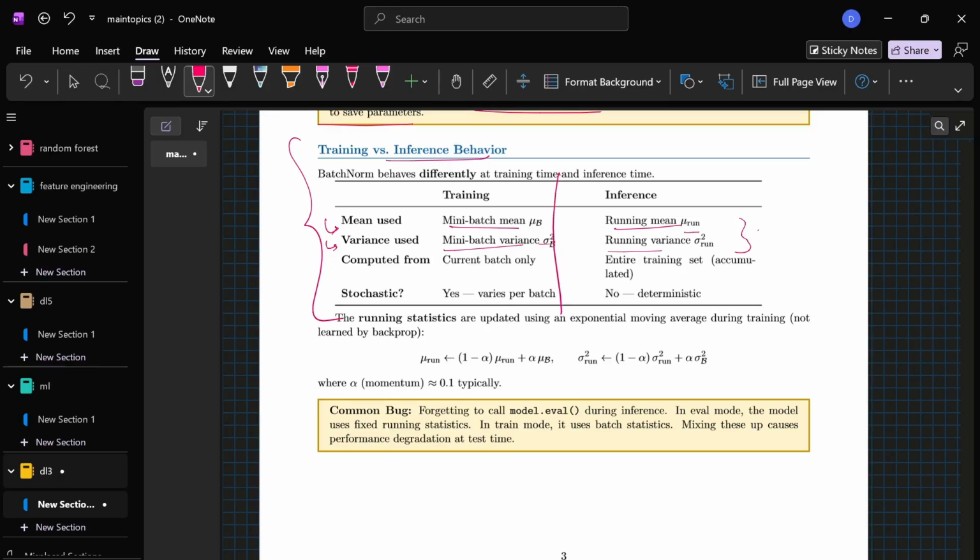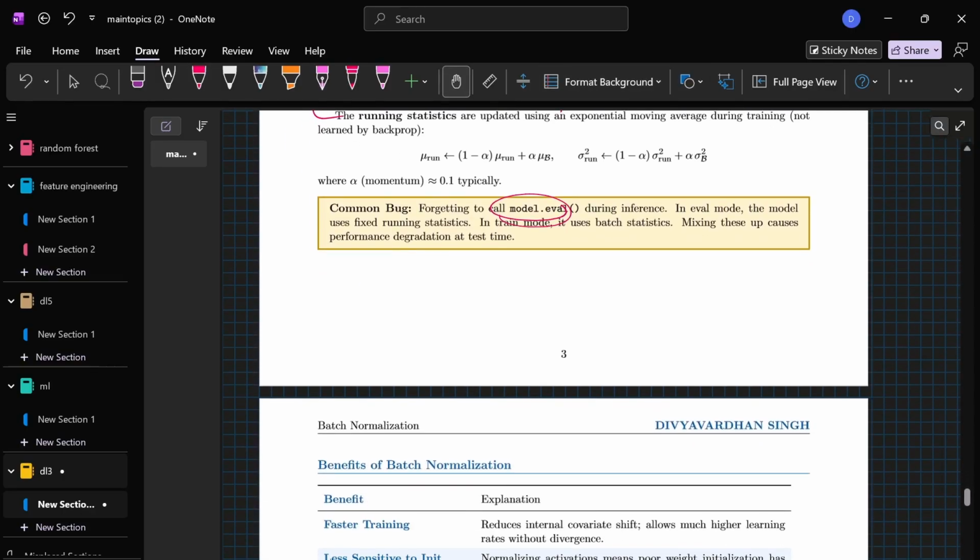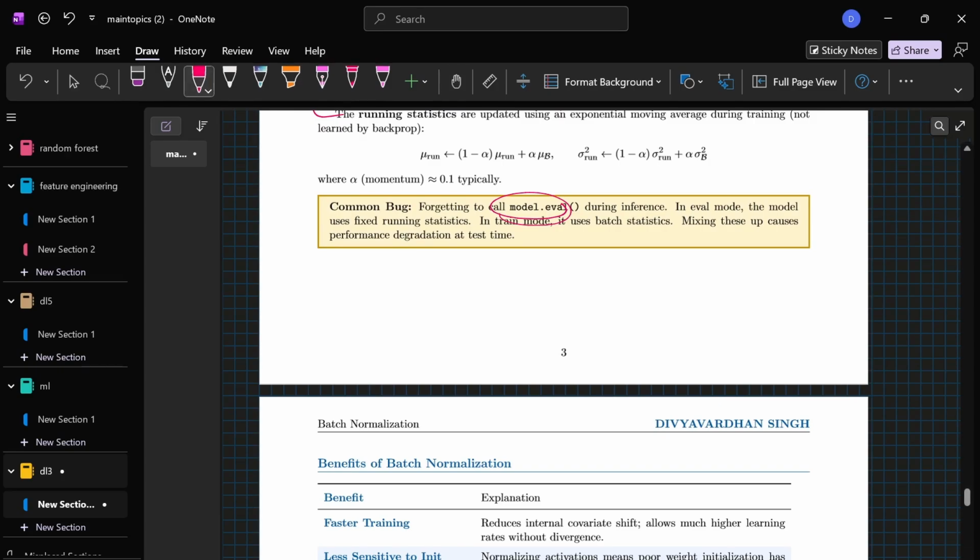Okay, the most common bug beginners make is forgetting to call model.eval() before testing. If you leave the model in training mode, it will use the batch statistics during inference. This can completely wreck your performance. And always remember: model.train() for training the model and model.eval() for testing.